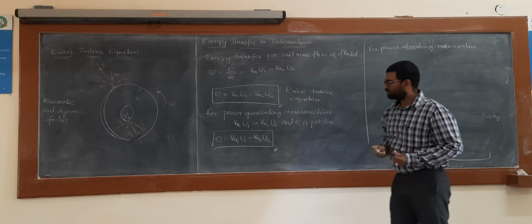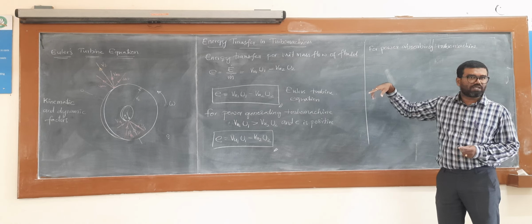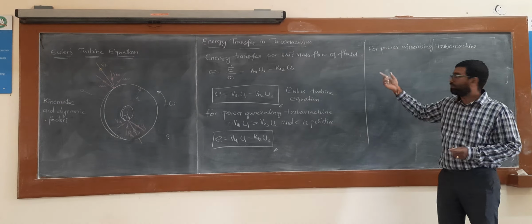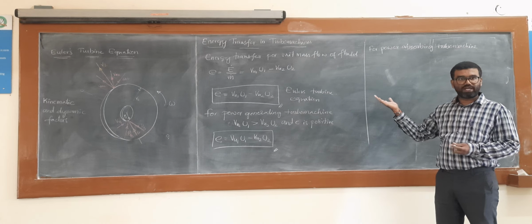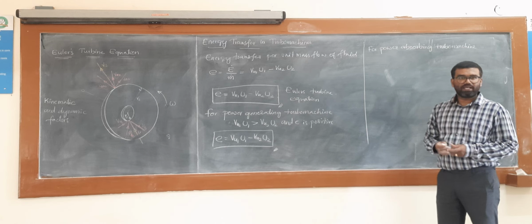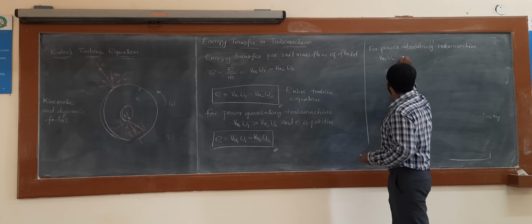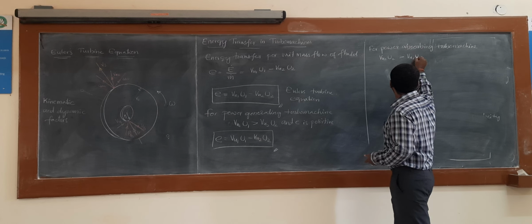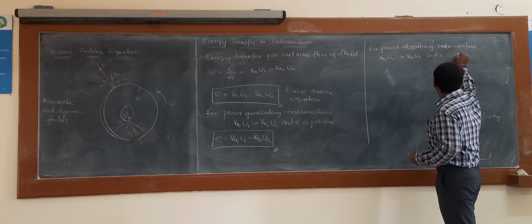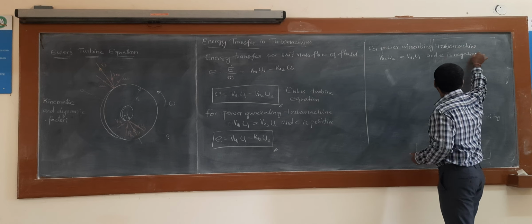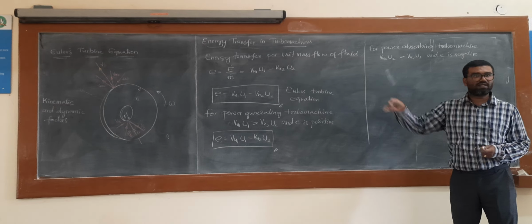Similarly, the Euler's turbine equation for power absorbing turbo machine. What is the definition of power absorbing turbo machine? Here, the mechanical work is converted into fluid energy. That means in a power absorbing turbo machine, the fluid energy at the outlet is greater than the fluid energy at the inlet. So VU2 U2 should be greater than VU1 U1 and e is negative, that is, energy transfer is negative. That means work is applied on the machine, on the rotor.